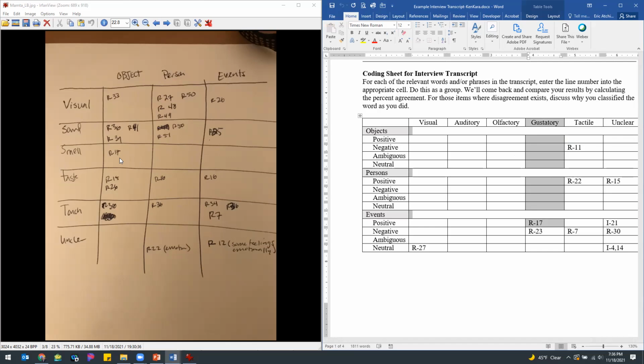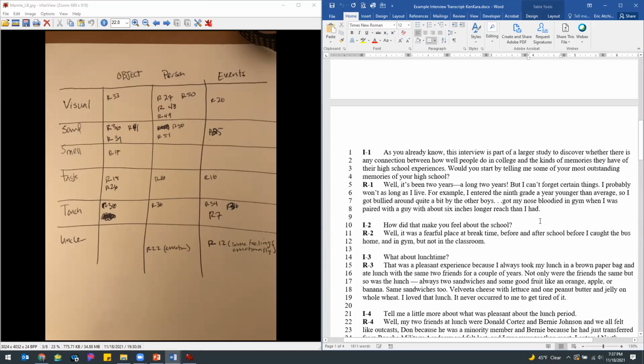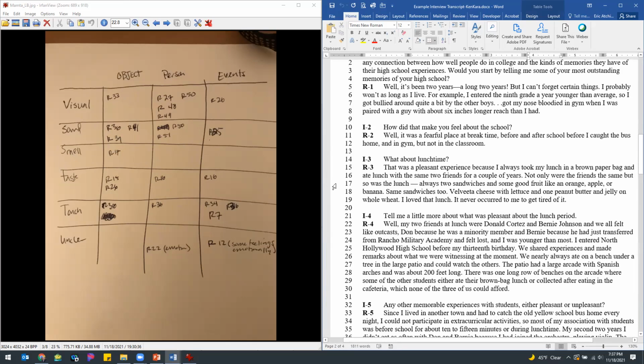Gotcha. Now, Laura Beth and Mamta, is this R17 right here? Okay, so you've got a smell or olfactory, right? Object. R17, Kara and Ken classified that as a positive event related to gustatory senses. Take a look at it.